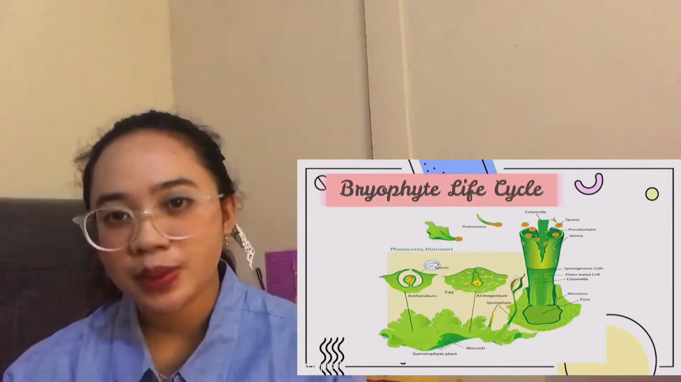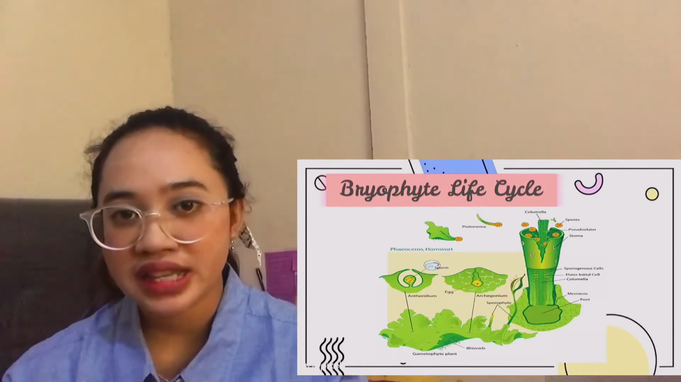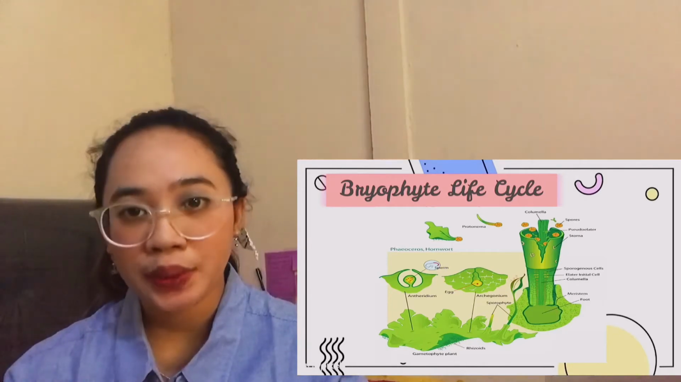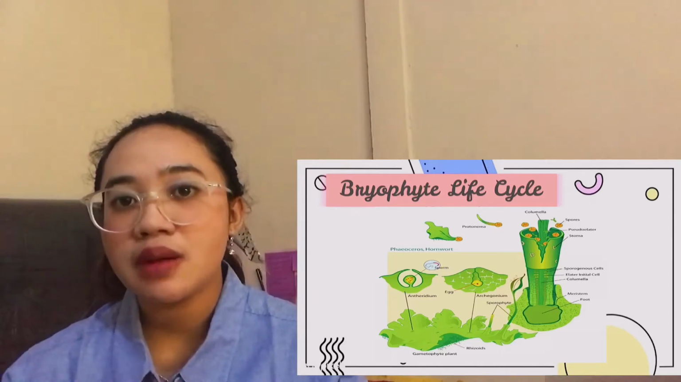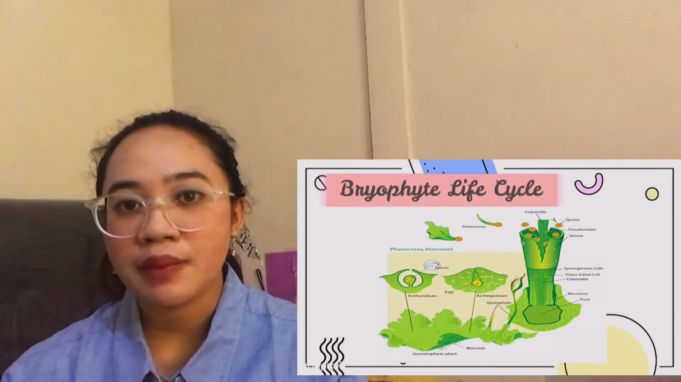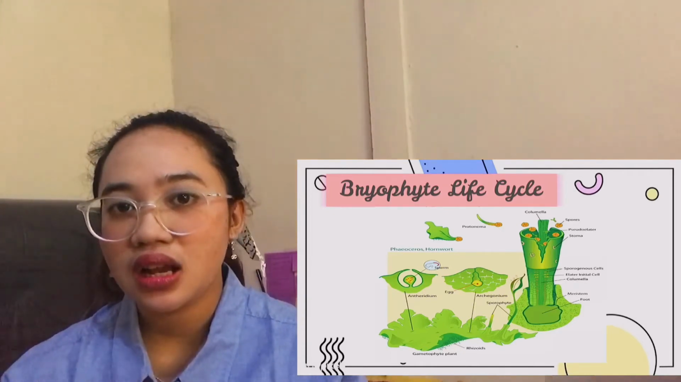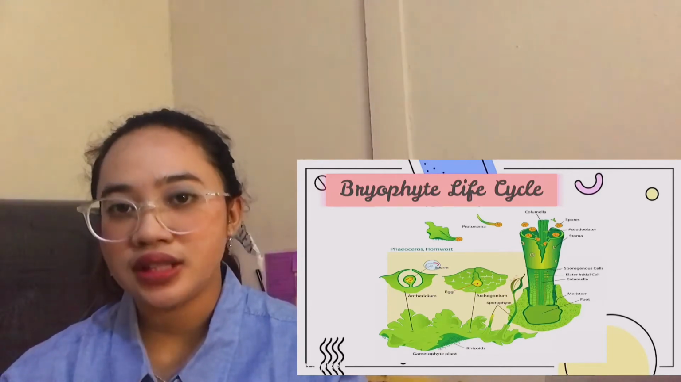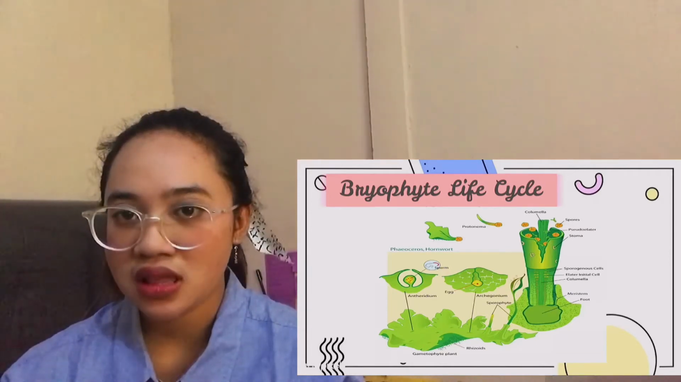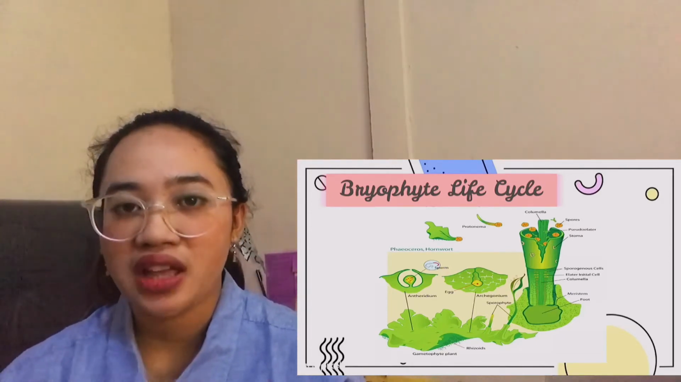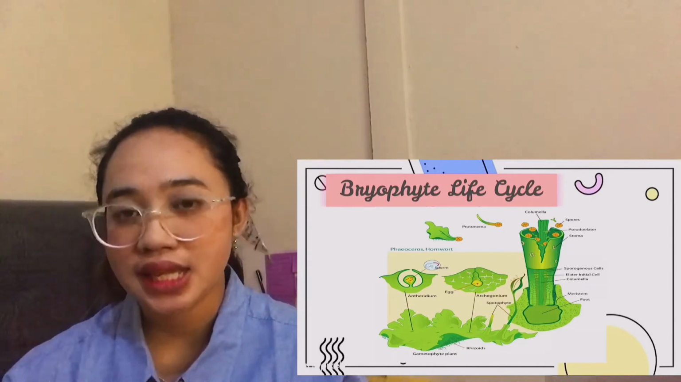Next is the bryophyte life cycle. The bryophyte life cycle consists of alternating generations between the haploid gametophyte and the diploid sporophyte. During the gametophyte stage, haploid gametes, male and female, are formed in special sex organs: the antheridia for male and archegonia for female. The gametes consist of flagellate sperm, which swim via water or are transported by insect species.